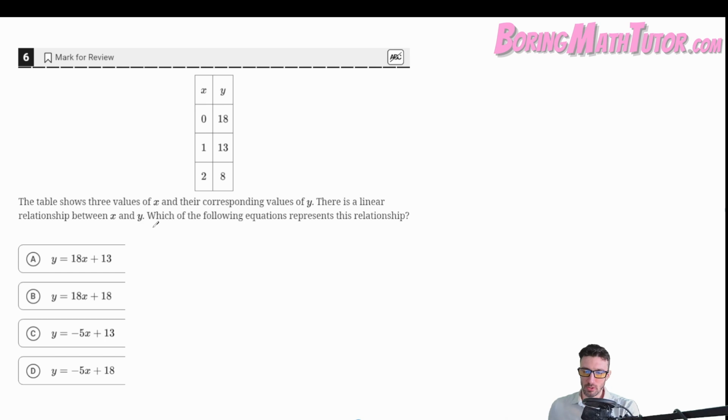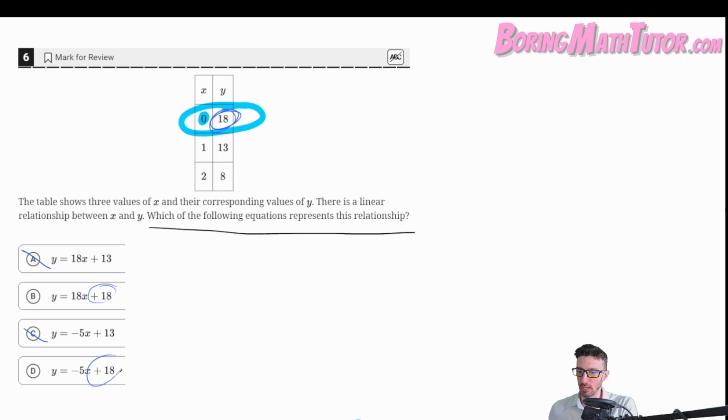Here they want to know which of the following equations represents what you got in the table. And the very first thing that's popping out at me is that they gave me a point where x is equal to 0. So automatically I know what the y-intercept is. The y-intercept is 18. So it can't be A, could be B, can't be C, it could be D.